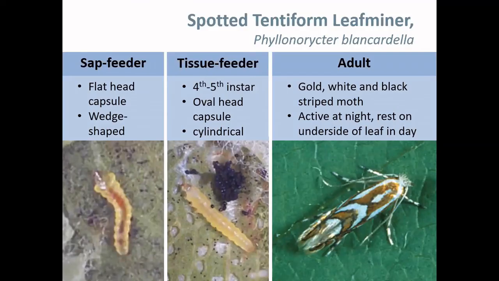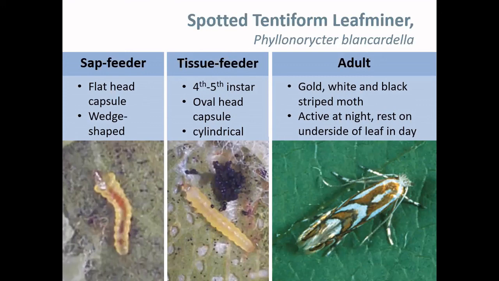The first pest we're going to look at is spotted tentiform leafminer. This is a pest that is controlled quite well in our existing insect management programs across the province. However, it's entirely possible that there could be an increase in damage caused by this pest with the loss of some control products on the market.